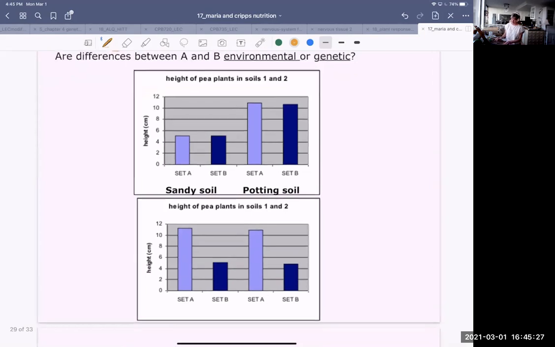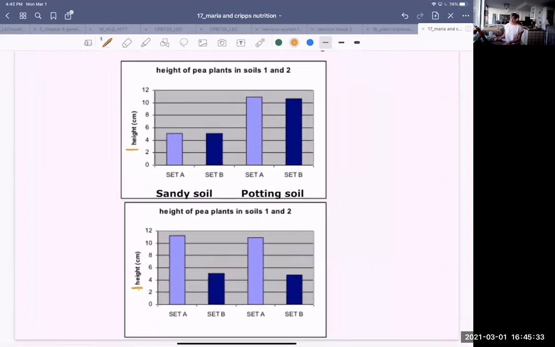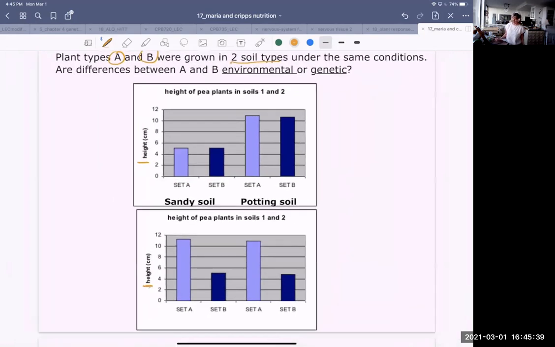So here on the y-axis is height, and here are the different environments. So here's A and B. This is sandy soil, and this is potting soil. So looking at that, how can you tell whether the difference in height is due to genetics or due to the environment? Interpret the graph.